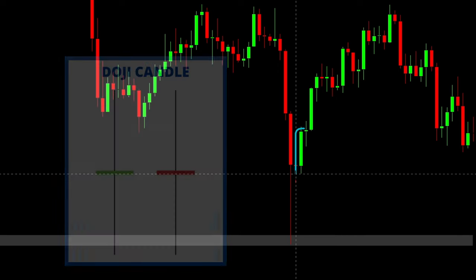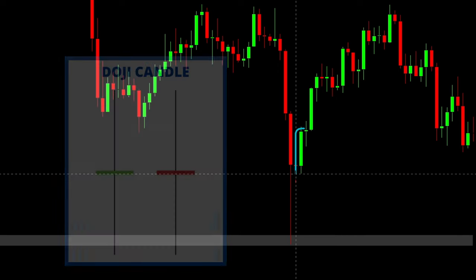So before the pattern, we need to have an uptrend, and the goal of this pattern is to continue the trend in the same direction. That is why it's called a continuation pattern. We want to continue the trend up here. The pattern itself consists of only 2 candlesticks this time, and as I said, the first important criteria is that before the first candle happens, we need to have an uptrend.